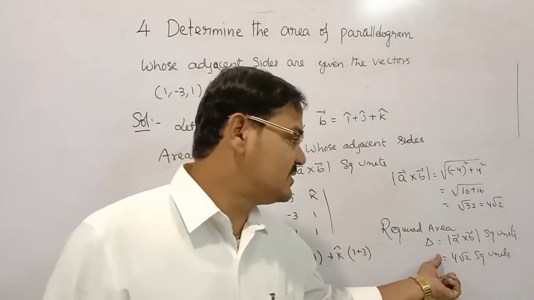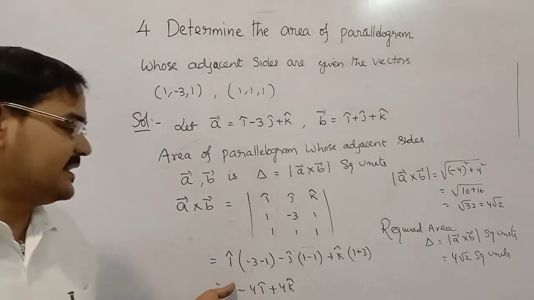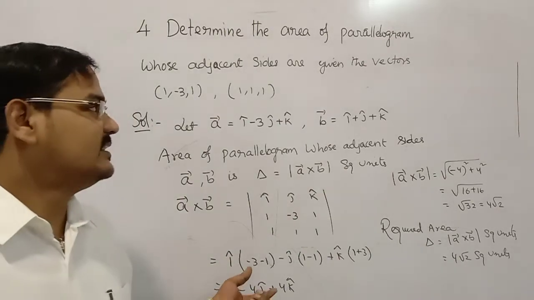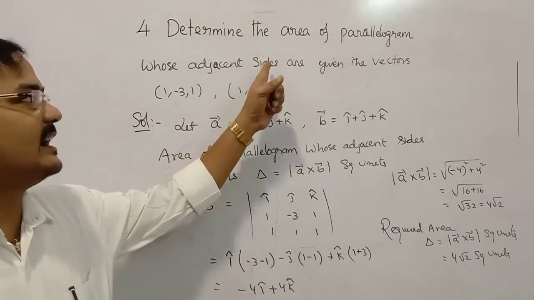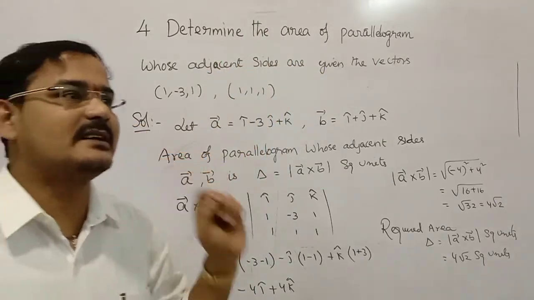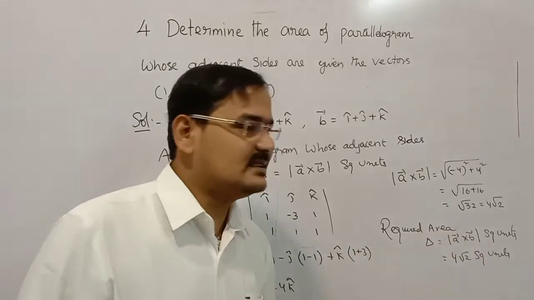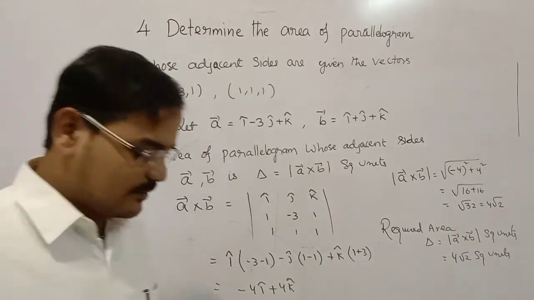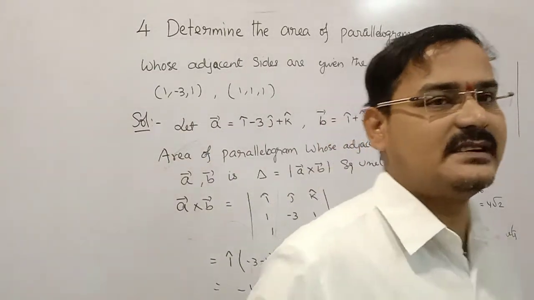Area asked means you need to go for the magnitude. Vector area means you write only the vector form. Here he is asking only to determine the area, he is not asking for the vector area. So when area is asked, he is asking for a number. This is the concept of question number 4.